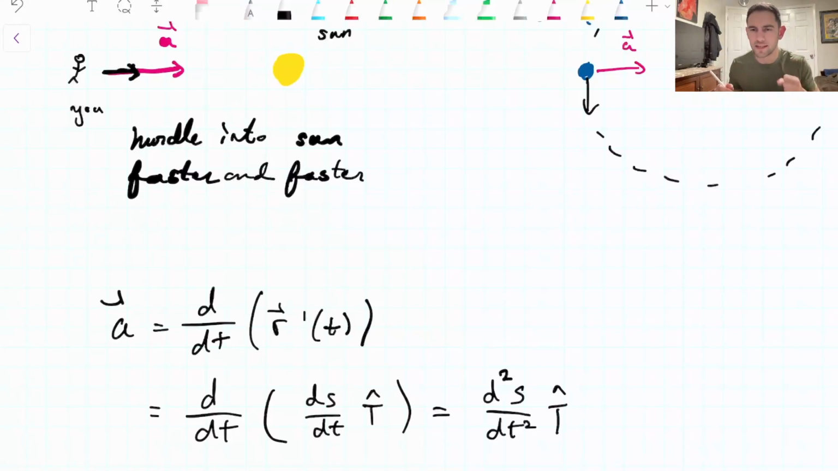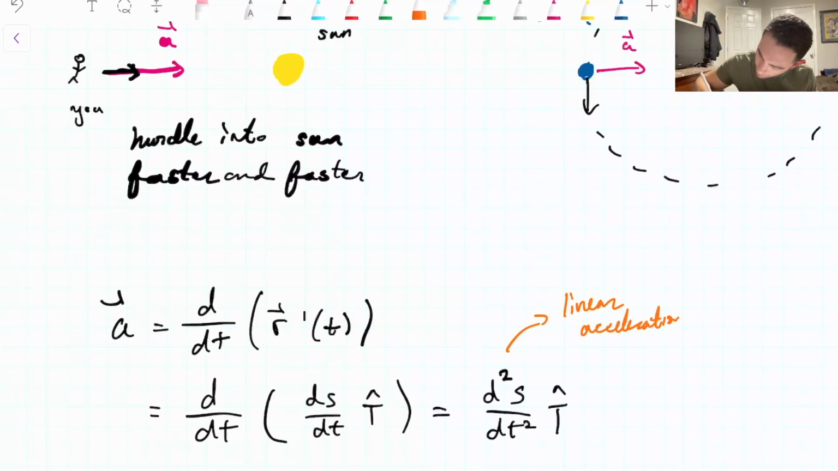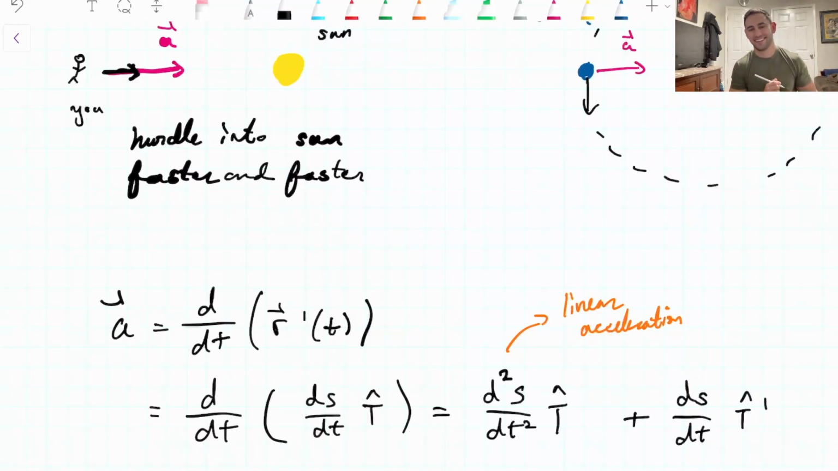Of course, this is a cumbersome piece of Leibniz notation, but all this means is the linear acceleration. Sort of how much I'm speeding up. How much is my speed increasing? The rate at which my speed increases, my linear acceleration, or my scalar acceleration. Plus product rule. I'm just going to do product rule, which says leave the first thing alone, take the derivative of the second thing. And what, of course, is T hat prime? It's something that points in the normal direction.